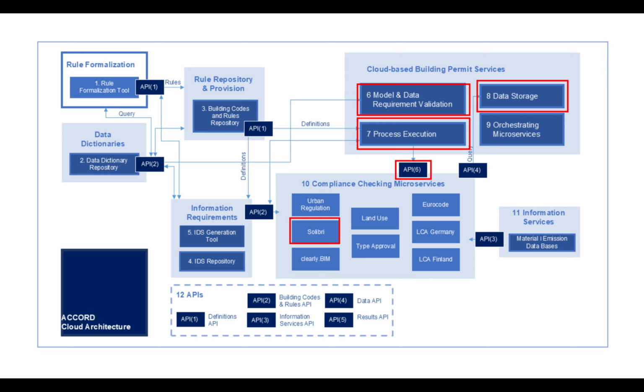Next you saw model and data validation happening, number 6. You also saw certain checks being executed based on the type of the project and the building, number 7. Actually, both data validation and code compliance were made in Solibri Cloud, number 10, initiated through Results API, number 6.